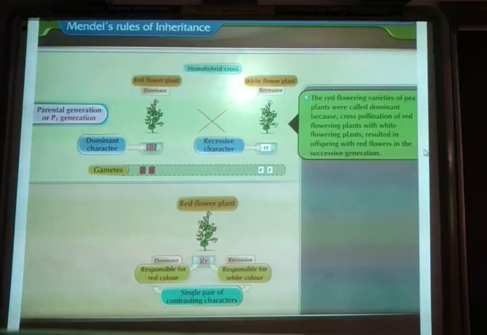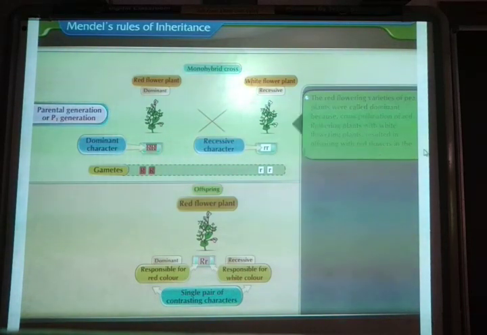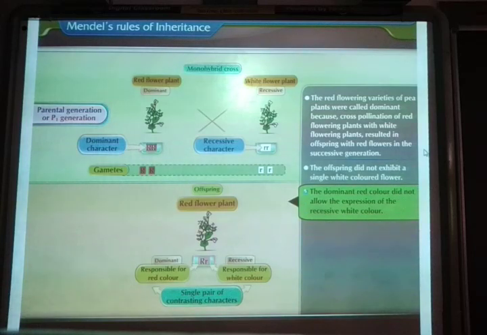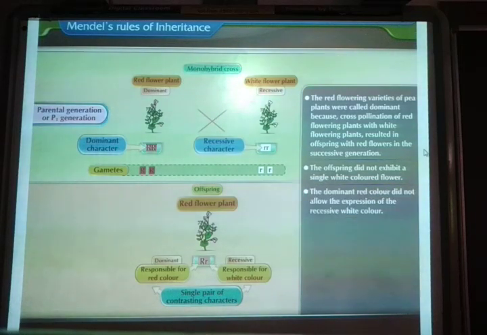The red flowering varieties of pea plants were called dominant because cross-pollination of red flowering plants with white flowering plants resulted in offspring with red flowers in the successive generation. The offspring did not exhibit a single white colored flower. The dominant red color did not allow the expression of the recessive white color. Hence, white flowering plants were called recessive.